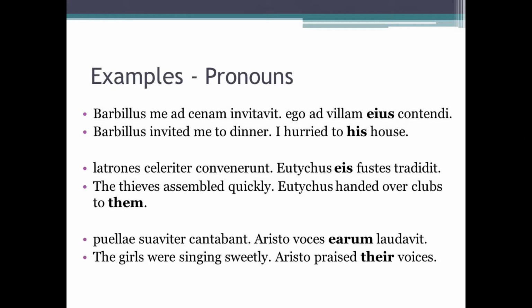Now let's have a look at a few examples of pronouns. Barbilus me ad cenam invitavit, ego ad villam eius contendi. Barbilus invited me to dinner. I hurried to his house. Latrones celeriter convenerant, Eutychus eis fustes tradidit. The thieves assembled quickly. Eutychus handed over clubs to them. Puellae suaviter cantabant, Aristo voces earum laudavit. The girls were singing sweetly. Aristo praised their voices. And again, notice how the pronoun in the second sentence of each one of the examples replaces having to repeat the noun twice.